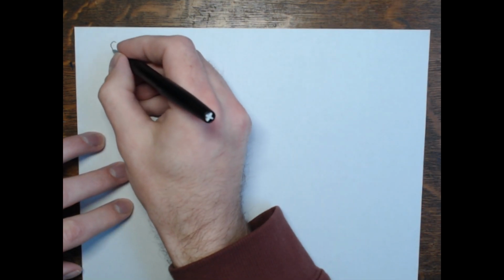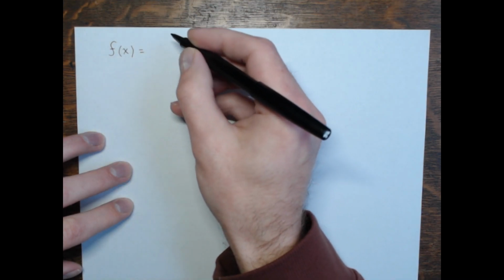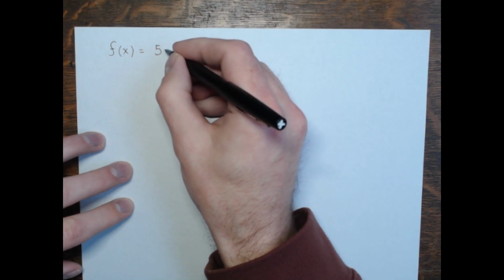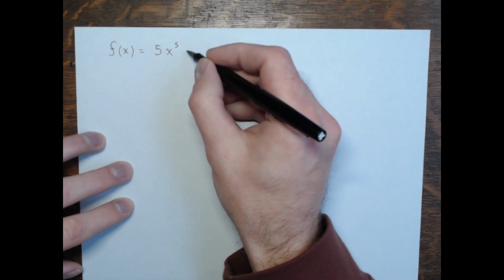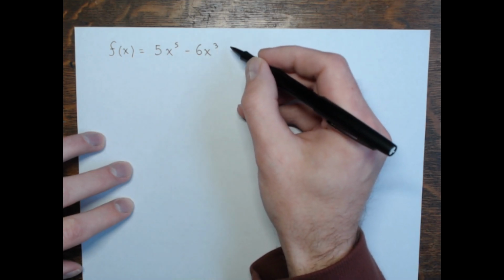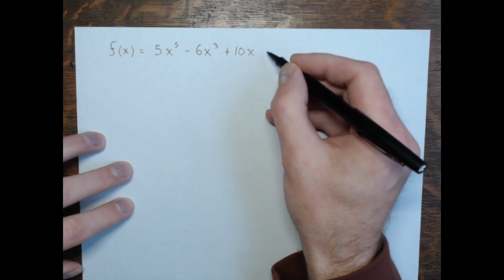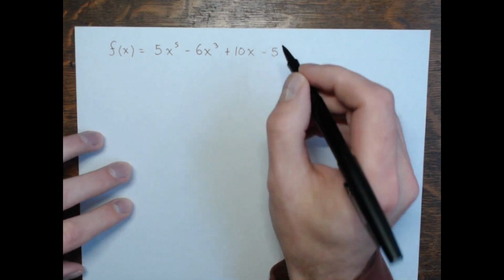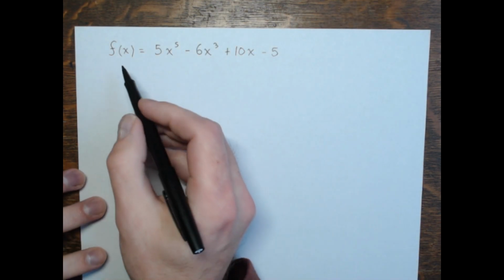Okay. So here is the function we're given. Some polynomial function, f of x equals 5x to the fifth minus 6x cubed plus 10x and then minus 5, right? And we're asked for where are the inflection points going to be, right? At what values of x?